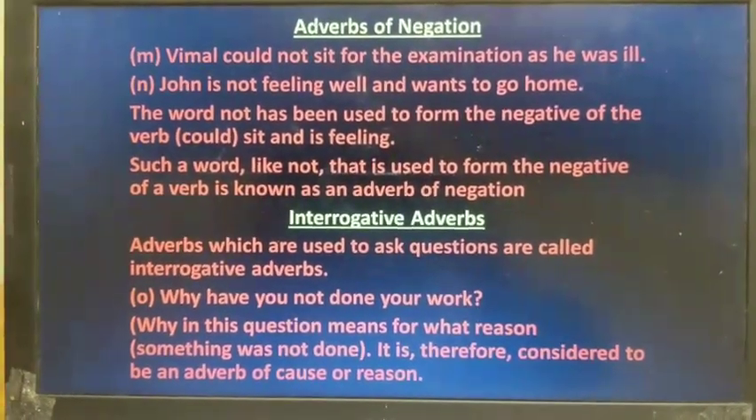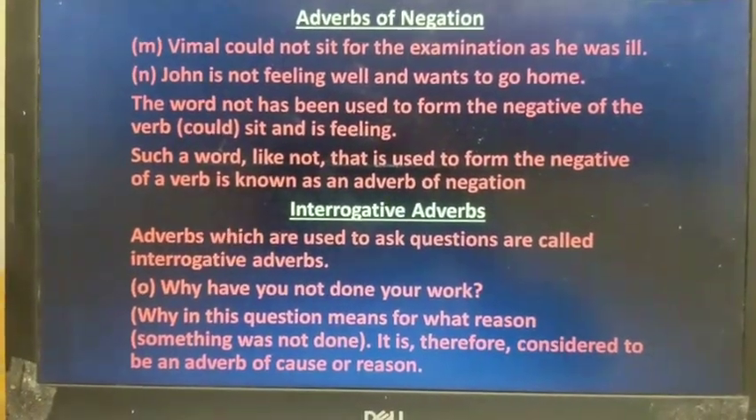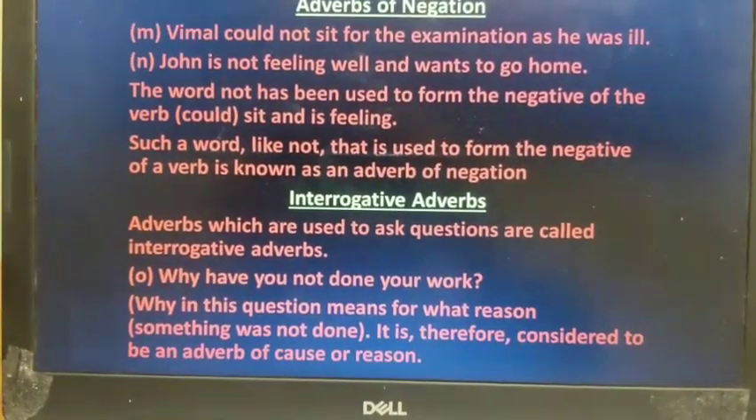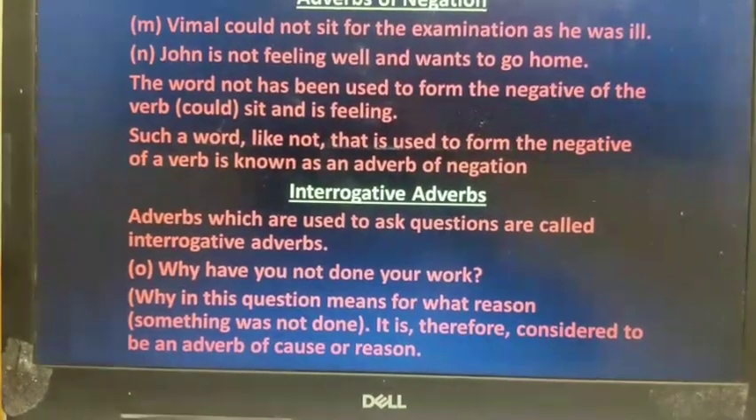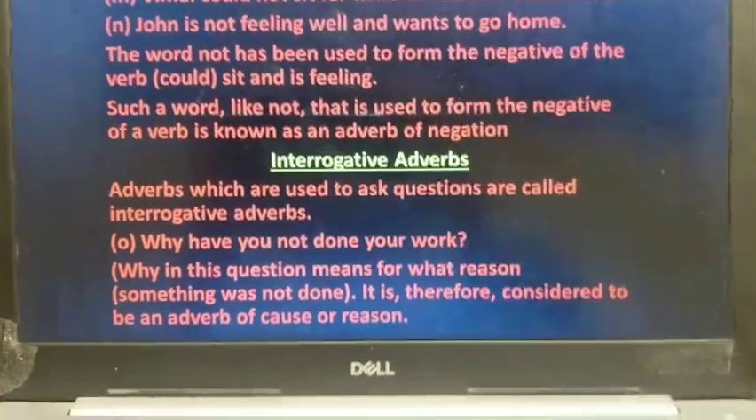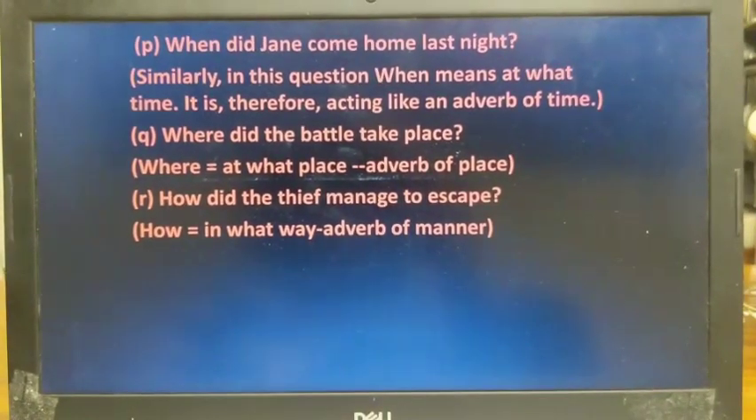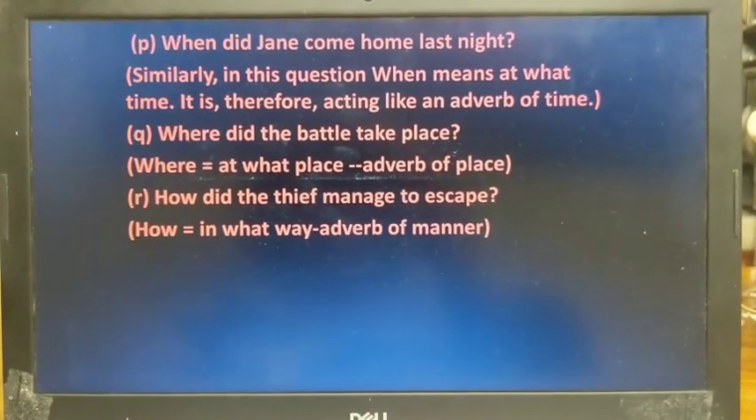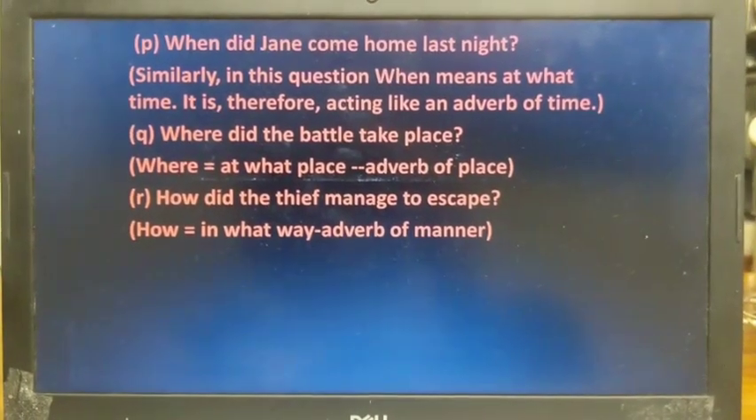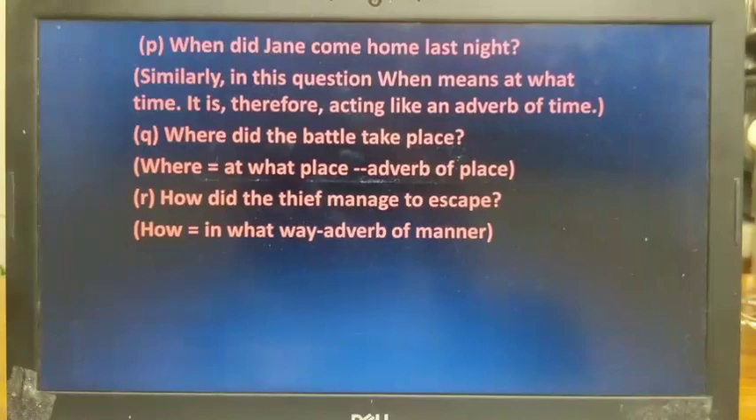So over here, students, the word why is helping us know the reason. So it is the interrogative adverb of reason, or it is also called the adverb of cause. Next example: when did Jane come home last night? Over here, students, the word when is telling us the time, acting like an adverb of time. So when is the interrogative adverb of time.